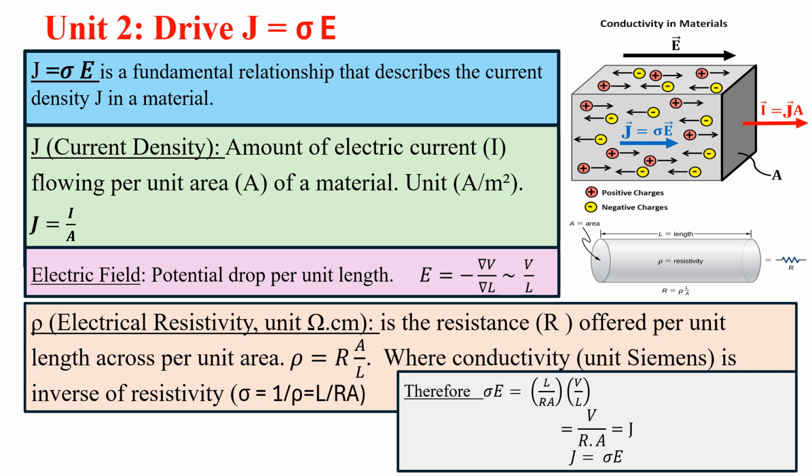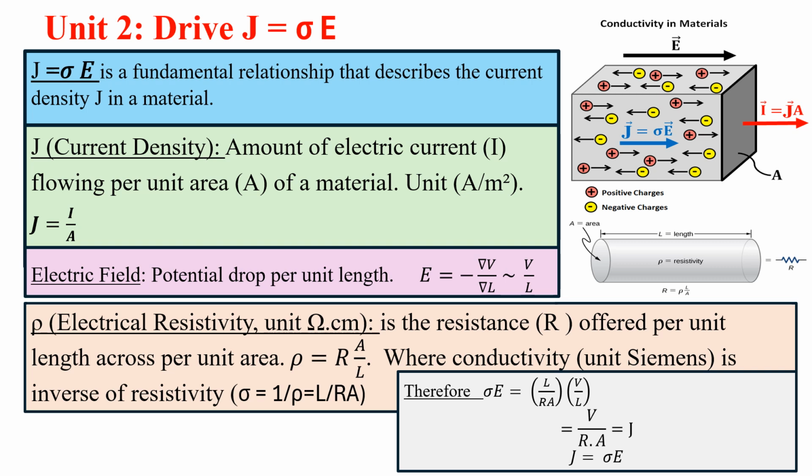Bismillahirrahmanirrahim. In this unit 2, we will derive the equation J is equal to sigma E. This equation describes how the current density J in a material is directly proportional to the applied electric field, with proportionality constant sigma, which represents the material's electrical conductivity, as shown in the figure.